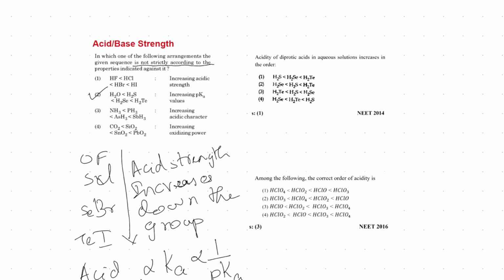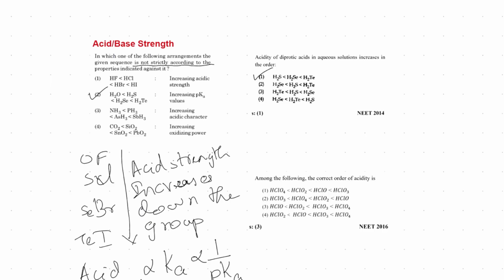Look at the third question. This is also of the same model. Among the following, the correct order of acidity is HClO, HClO2, HClO3, HClO4. What is the difference? The oxidation state of chlorine increases from HClO to HClO4. Okay. If the oxidation state of the central atom, that is chlorine, increases, what will happen?